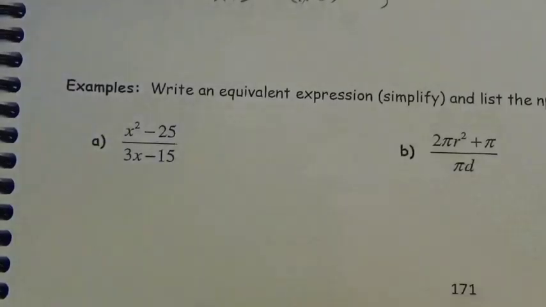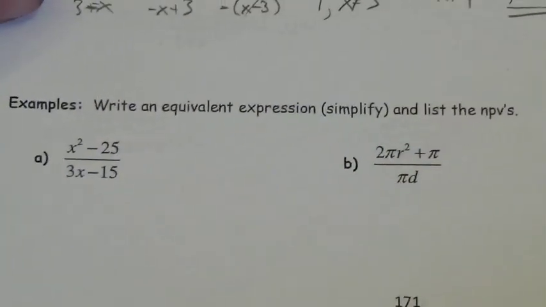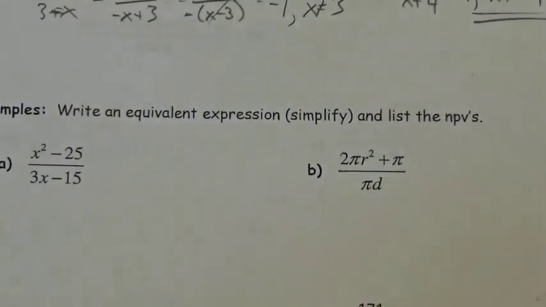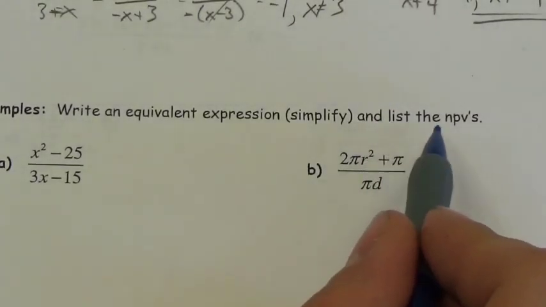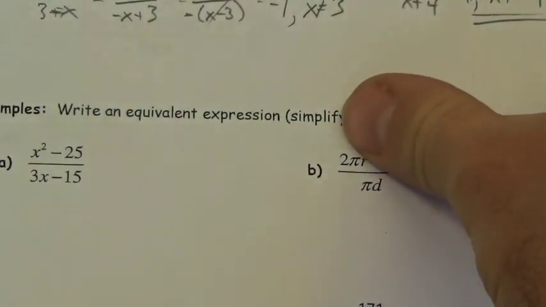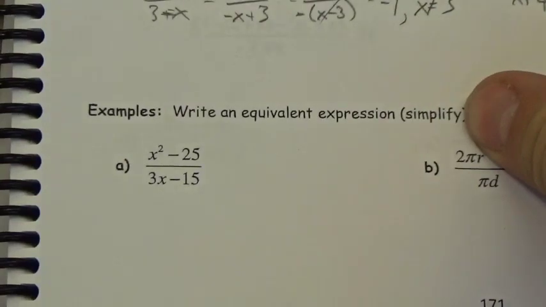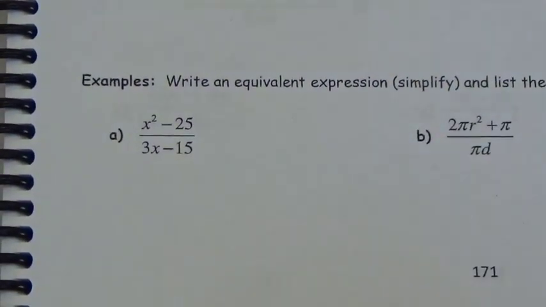Okay, so for the next few questions here, we're going to simplify and list the NPVs. Now, as a teacher, I really shouldn't have to include this and list the NPVs. When I say simplify, it should be implied that you need to express the NPVs. That's the only way that you can actually make that correct here.